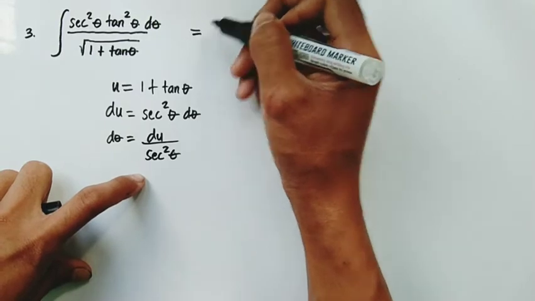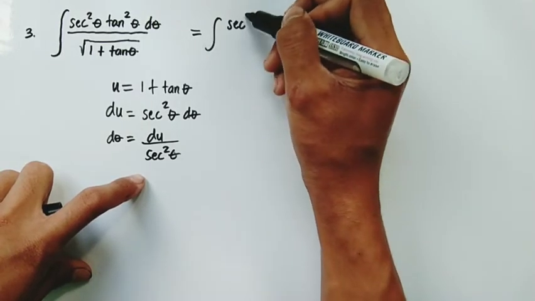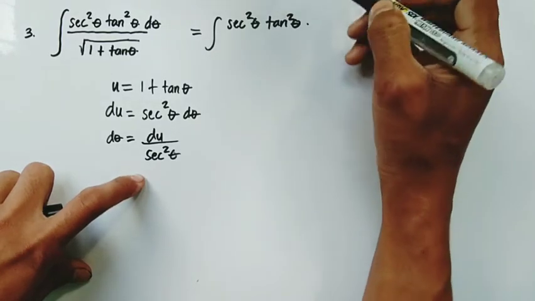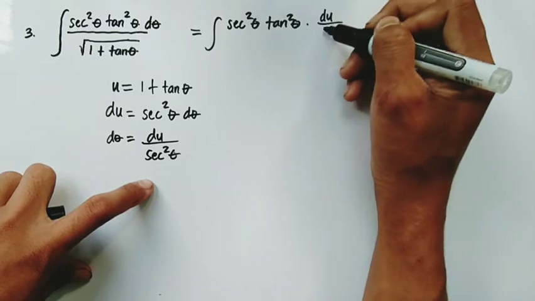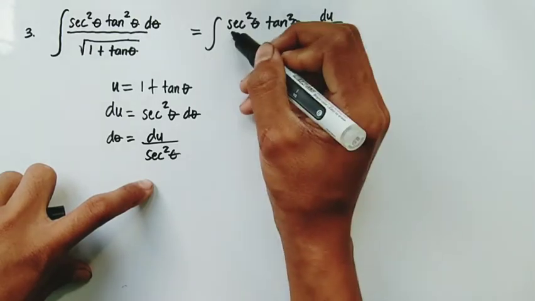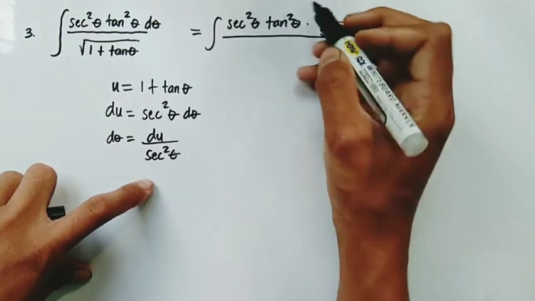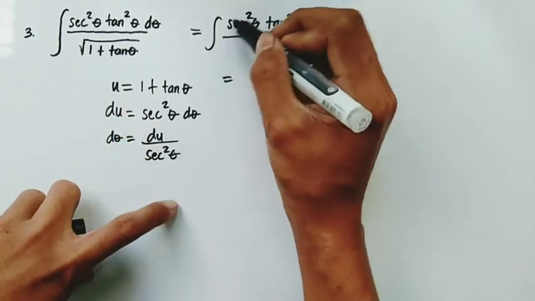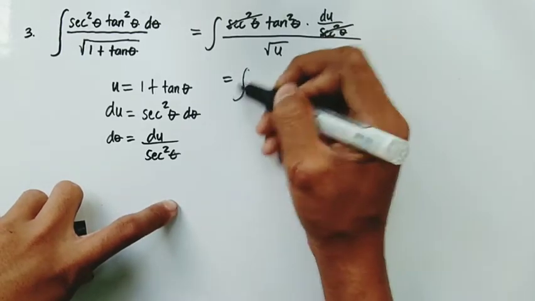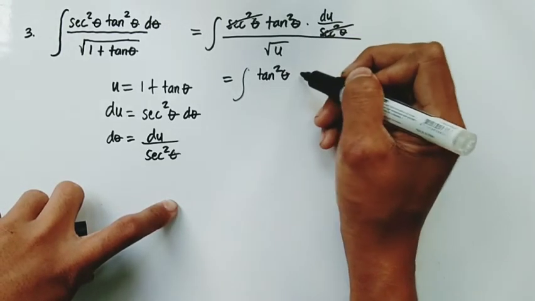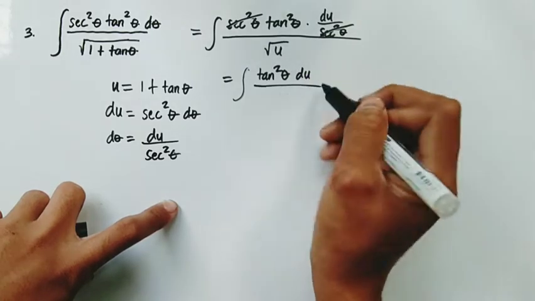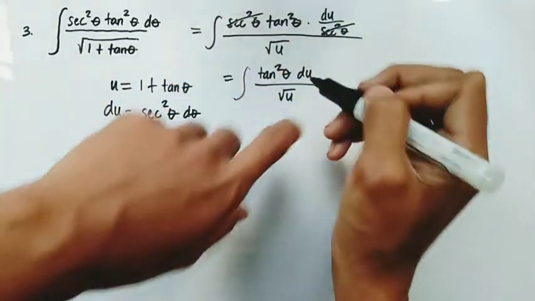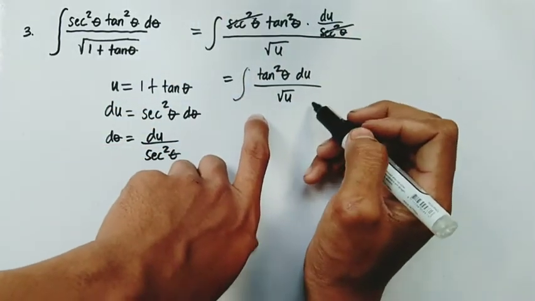Now, palitan na natin. Magiging secant squared theta, tangent squared theta, tapos yung d theta natin is du over secant squared theta. Then, that is all over the square root of u. Diba? Pinalitan natin. Makikita natin na ito, makakancel. Matitira sa atin is tangent squared theta du over the square root of u. Now, naglet tayo ng u tapos sinubstitute na natin. Dapat ma-express natin siya in terms of u lahat.